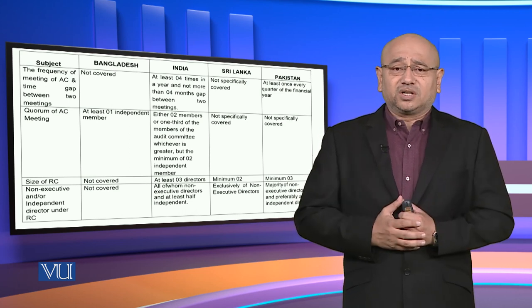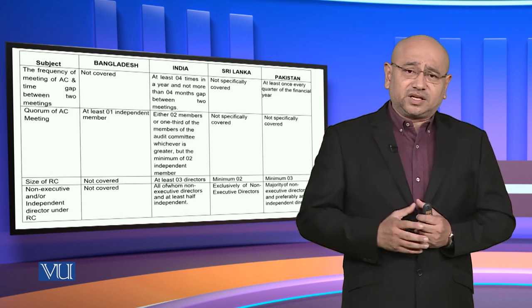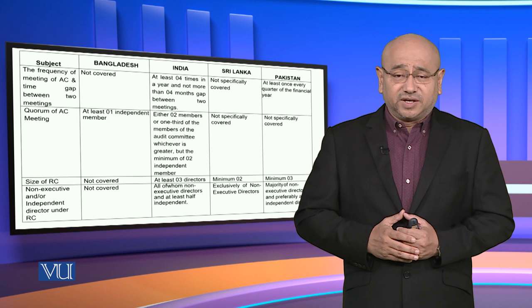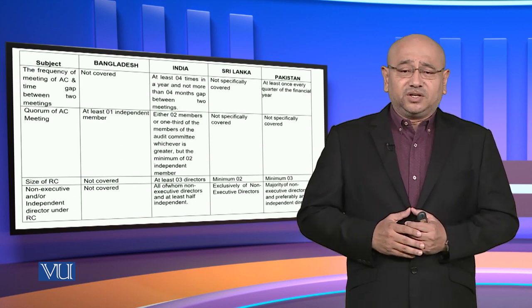The quorum of the audit committee meeting: in Bangladesh, at least 1 independent member. In India, either 2 members or 1/3 of the members of the audit committee, whichever is greater, but a minimum of 2 independent members should be there. It's not specifically covered in Pakistan and Sri Lanka. So in those areas in which it is not specifically covered, I think that Pakistan has a lot to learn from our other SAARC countries, so that things cannot be ambiguous, there cannot be any gray areas, and things should be much more specific to ensure better compliance and better implementation of the guidelines and code of governance.